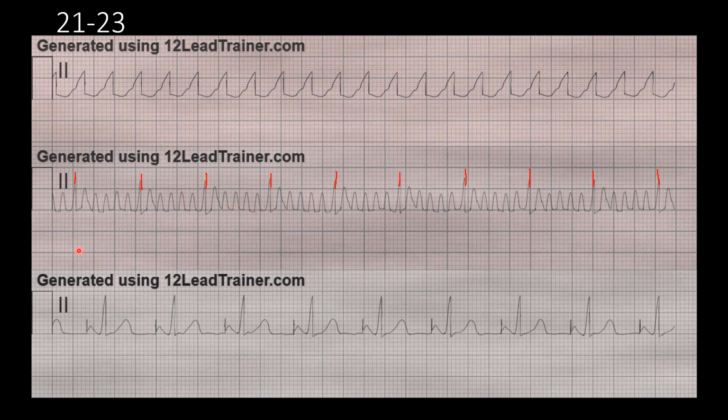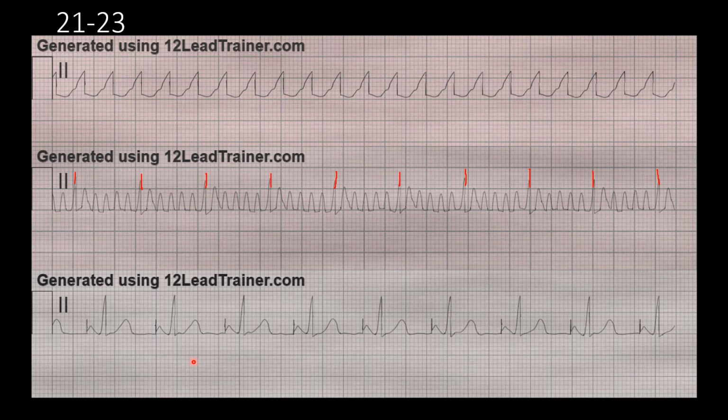So I would call this one atrial flutter with a 5-to-1 ratio. Now this next one, this is another one that we shouldn't have to go through the interpretation steps because we should see what it is immediately.